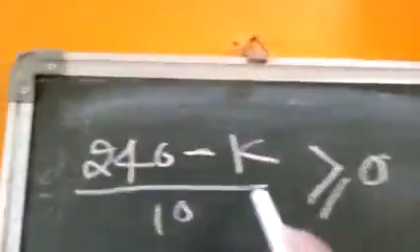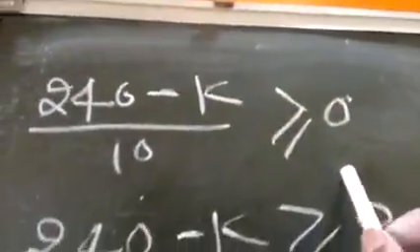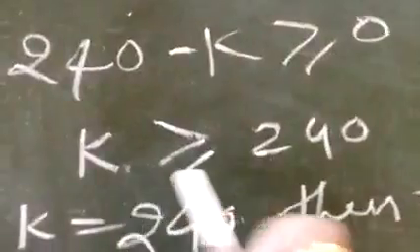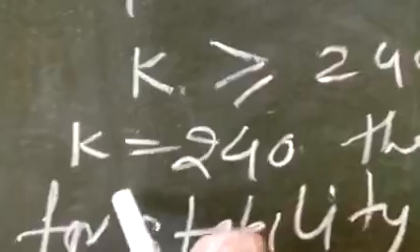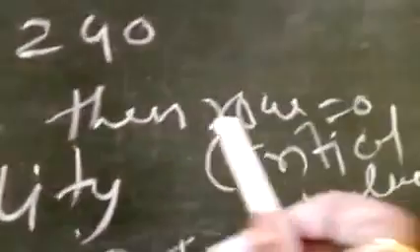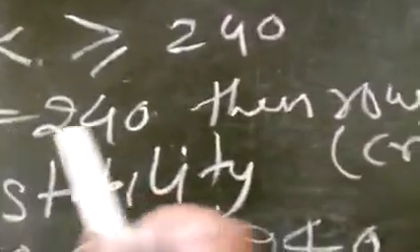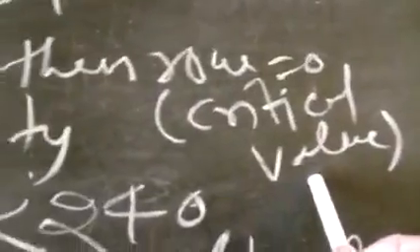Then (240 - k)/10 is greater than or equal to 0. So finally k is less than or equal to 240. If k is equal to 240, then the whole row is 0. The value of k where the whole row is 0 is called the critical value of k. Critical means neither stable nor unstable. The condition is critical.